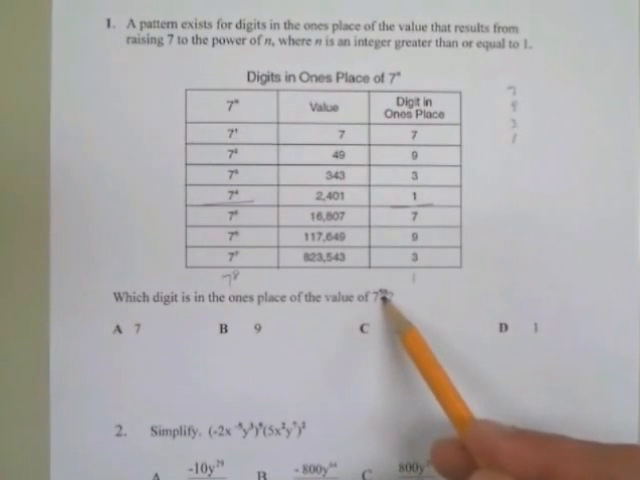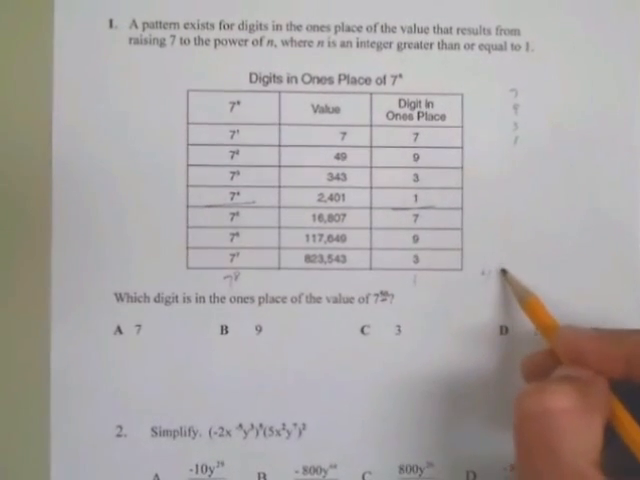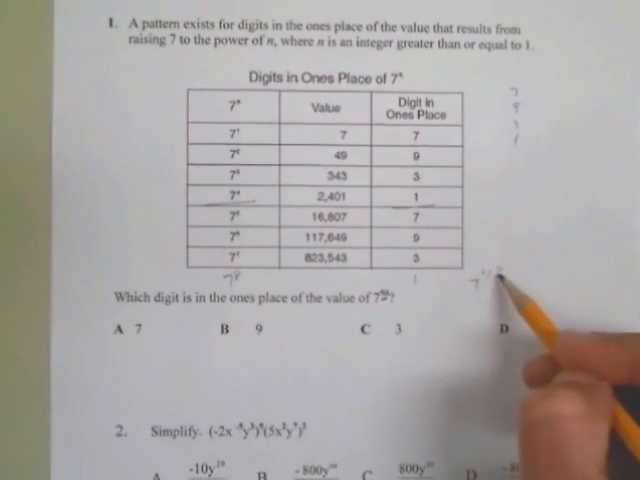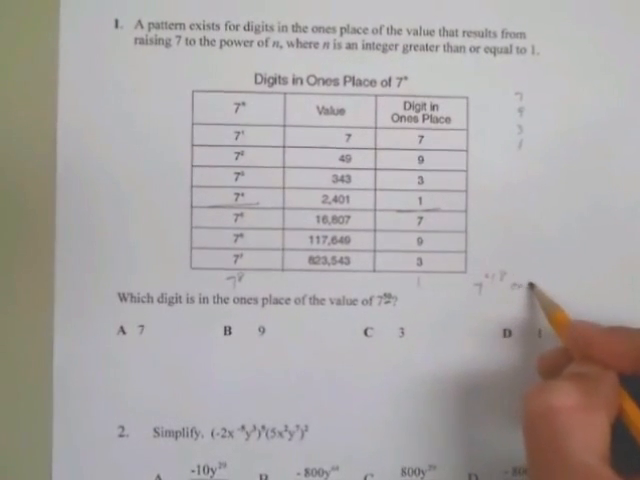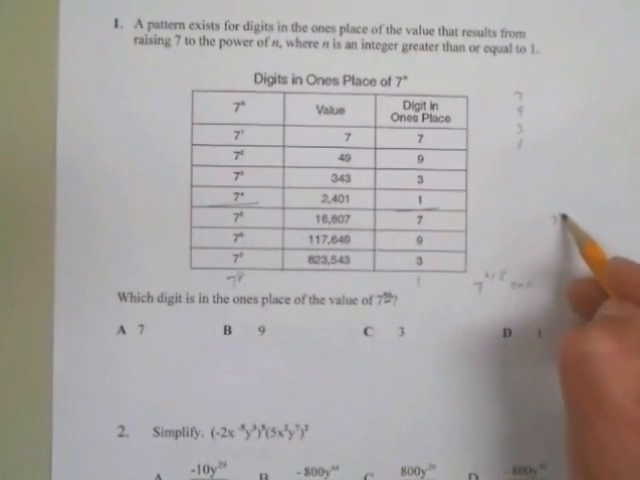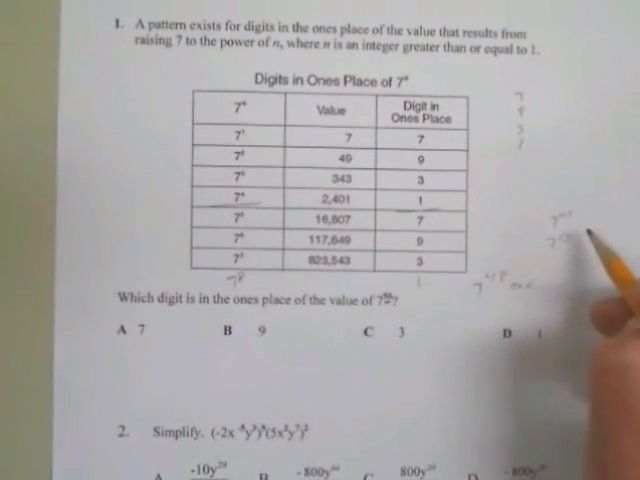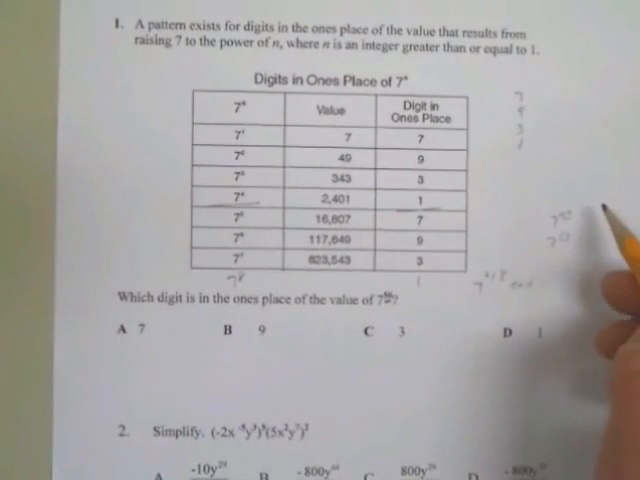So we have to look for the biggest number less than 50 that is divisible by 4. The biggest number less than 50 that is divisible by 4 is 48. So if we raise 7 to the 48th power, that would end our pattern. So that means 7 to the 49th starts the pattern. That means 7 to the 50th would be second in the pattern.